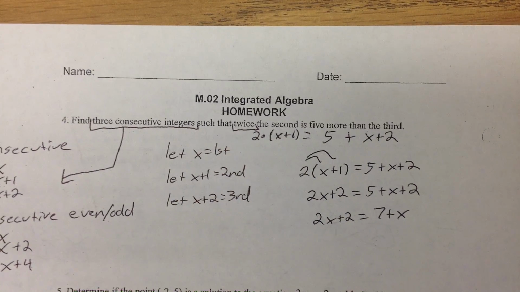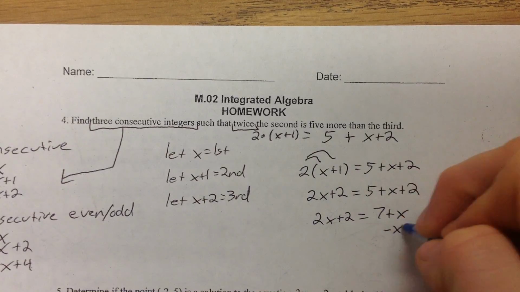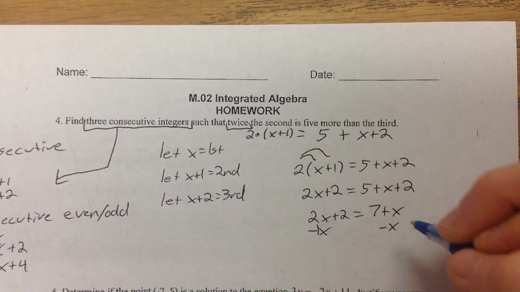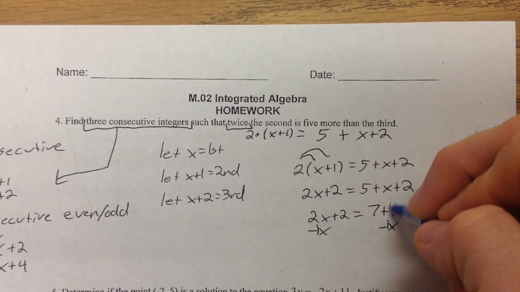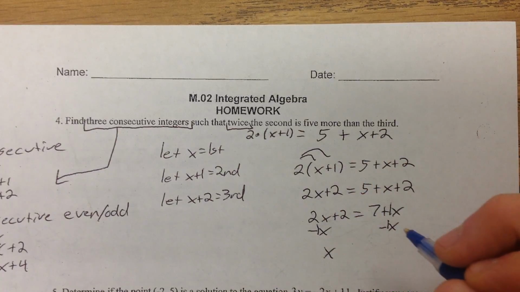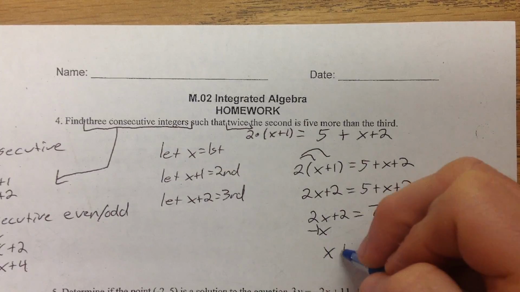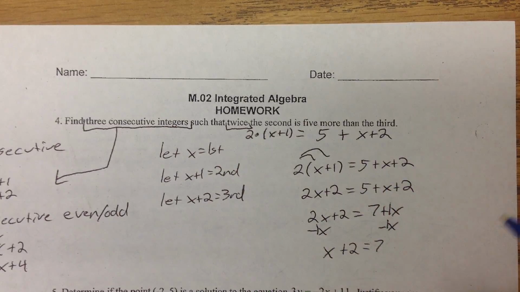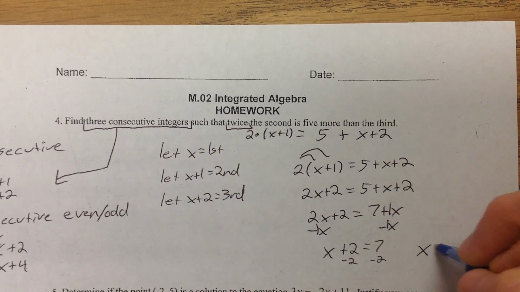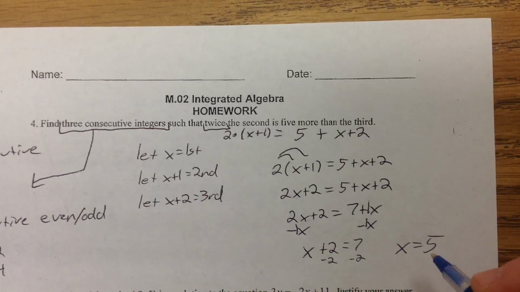Now we need to move our variable. I'm going to go with the smaller of the two, so that's a minus x. So 2 minus, that's really a 1x, 1x, 1x. 2 minus 1 is just 1x again, so I can write that as x. I don't need to have the 1 in front of it. Plus 2 equals 7. Minus 2, x is going to equal 5.